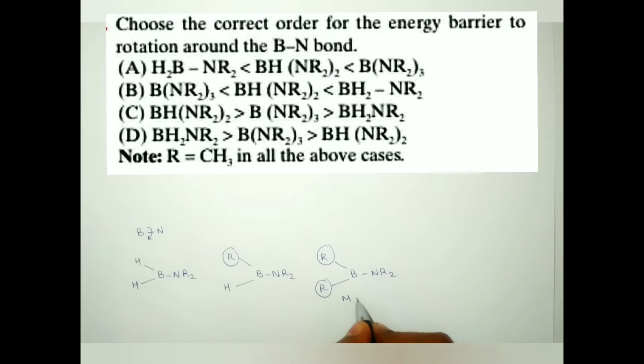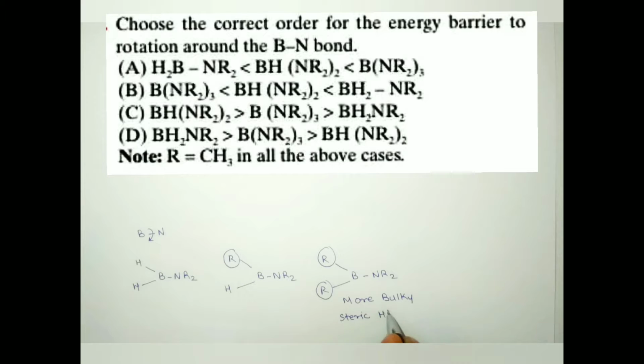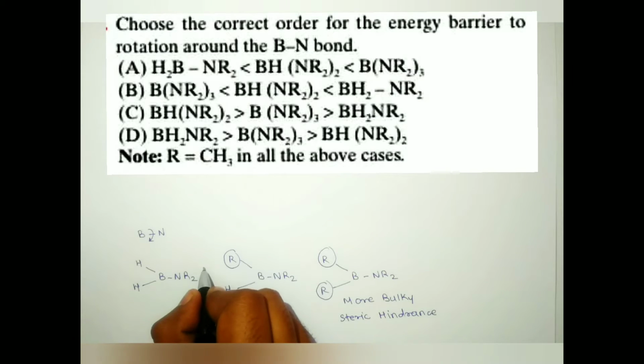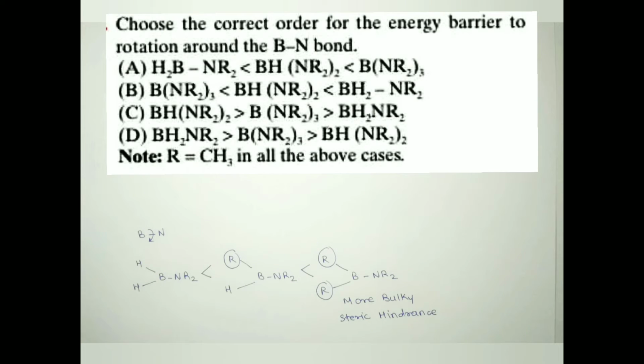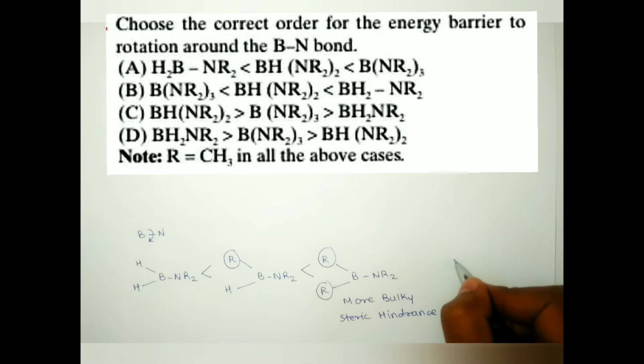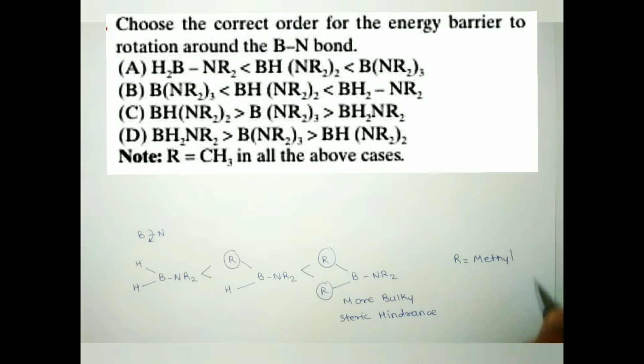This is an example of steric hindrance. Steric hindrance is the slowing of a chemical reaction due to steric bulk. As we can see, the third structure is bulkier compared to the first one. So we can say that more steric hindrance is observed in the third structure, as compared to the first one, which is less in steric hindrance. Hence, we can say that the order for energy barrier should be like this. So the correct answer is option A.